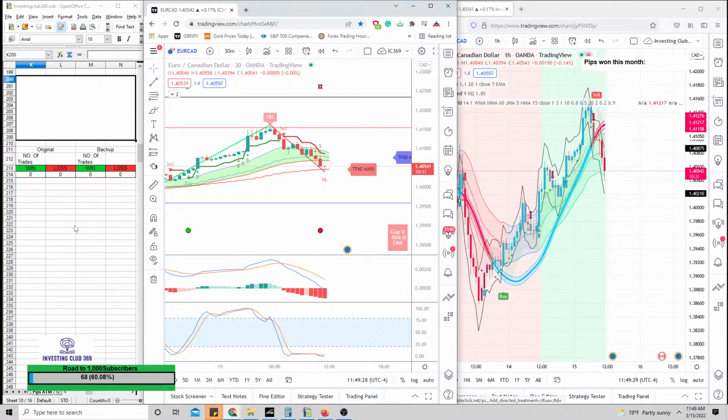As you can see, guys, I have a list here so that we can put the trades that we got, the winning ones and the losing ones. This is the backup trades.